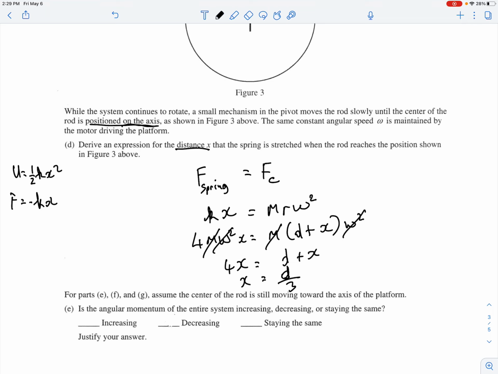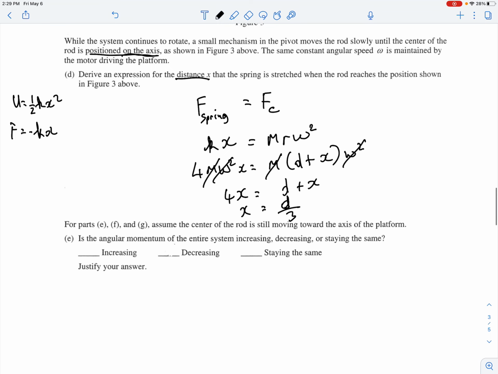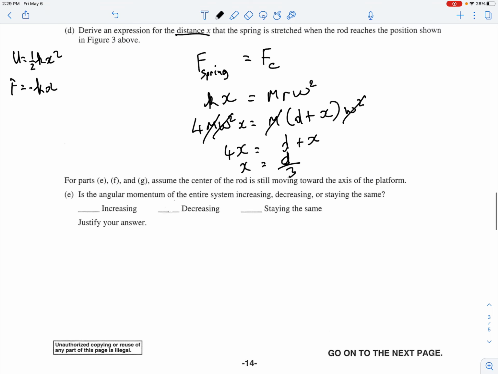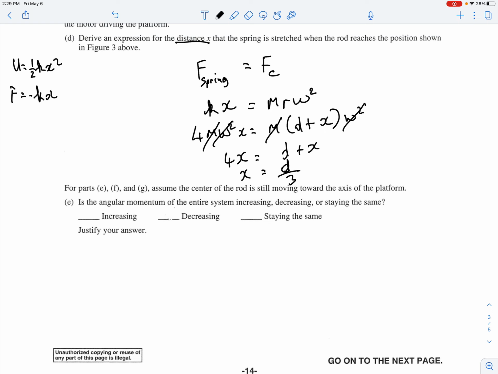Them boys setting traps everywhere. For parts E, F, G, assume what? There's a G? Did I not copy the G? Oh, no. Oh, yeah, I did. Assume the center of the rod is still moving towards the axis of the platform. Is the angular momentum of the entire system increasing, decreasing, or staying the same?